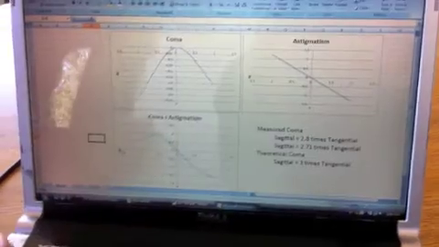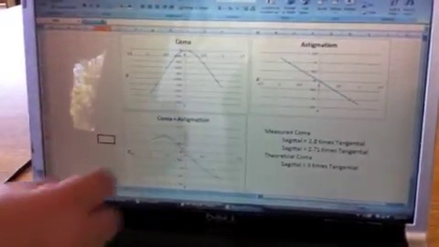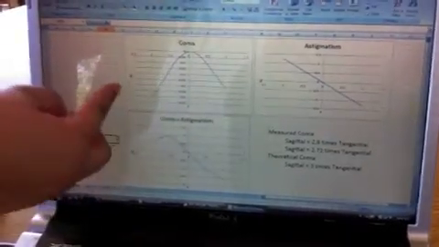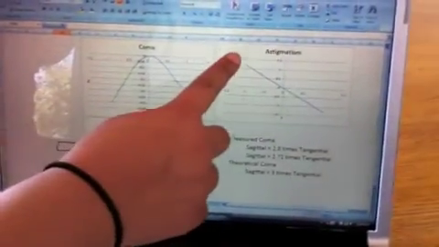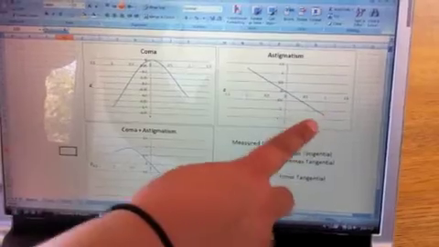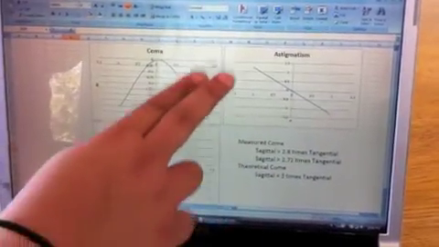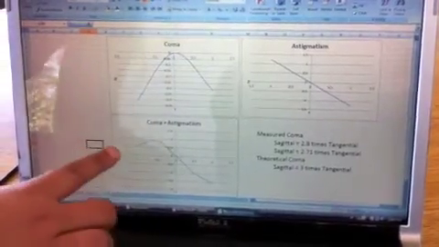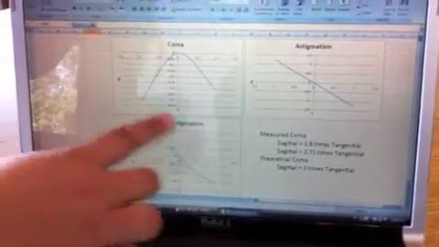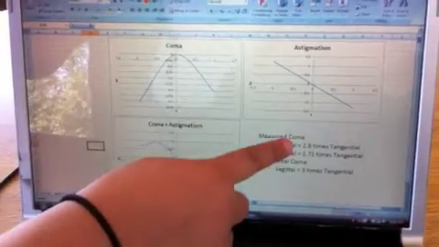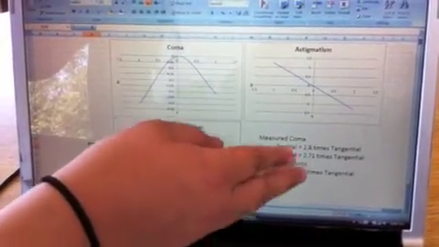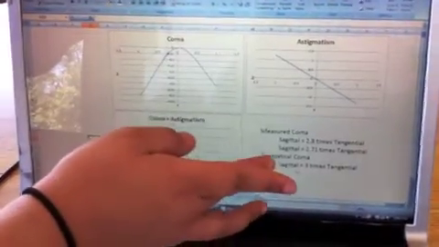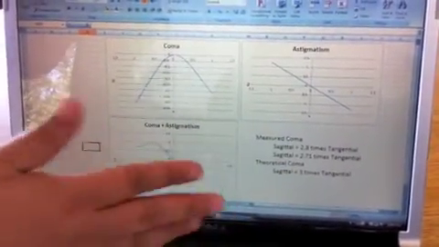These are the results that we obtained from our measurements. As we can see, we got a quadratic result for coma, which is what we expected, and a linear pattern for astigmatism. And if you add these two together, a quadratic added to a linear function, we should obtain something like this. These are the values that we measured. We measured 2.8 times the tangential for a sagittal coma, and theoretically it should be 3 times the tangential. So the results were relatively close.